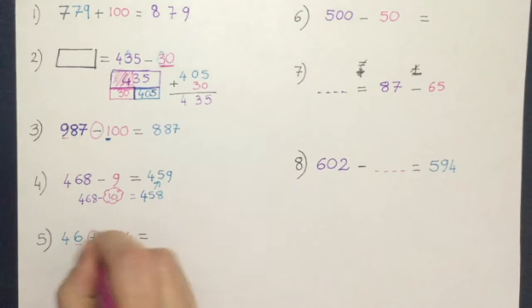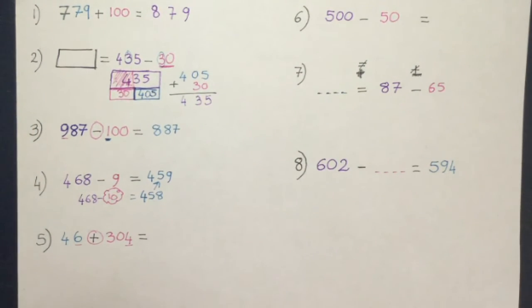And it is an addition. Addition has the commutative property. It doesn't matter if I do 46 plus 304 or 304 plus 46.